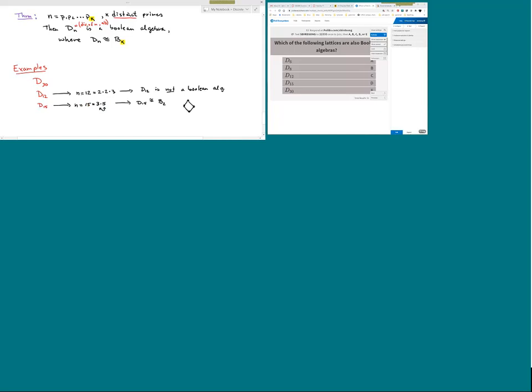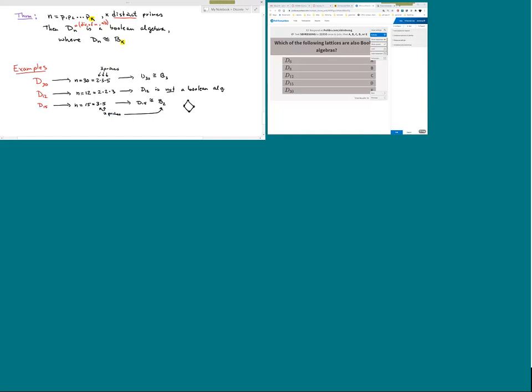Now, what happens if we look at the last one, D30? You do the exact same thing. With D30, we have n equals 30. When we do the prime factorization of 30, 30 is 6 times 5, and 6 is 2 times 3, so we have 2 times 3 times 5. Notice here we have 3 primes, and those 3 primes are all different. So that means it is going to be a Boolean algebra. Which Boolean algebra it is depends on the number of distinct primes, so here this would be B3.